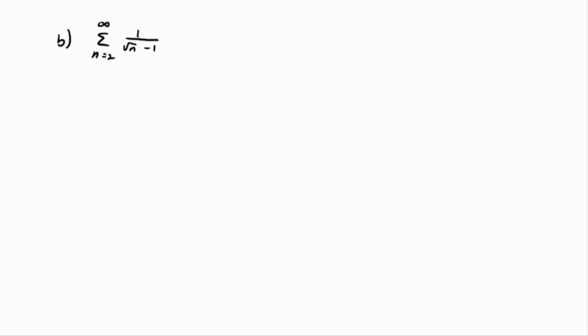Part B, does it converge? The sum n equals, we have to start at 2, otherwise we get 0 in the denominator. The sum n equals 2 to infinity of 1 over square root of n minus 1.